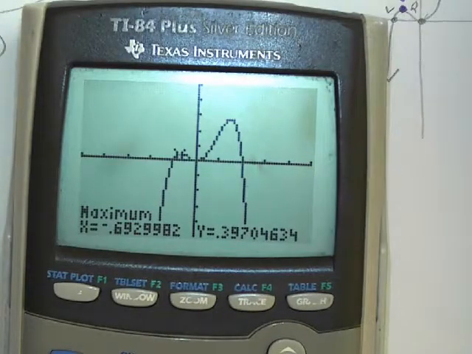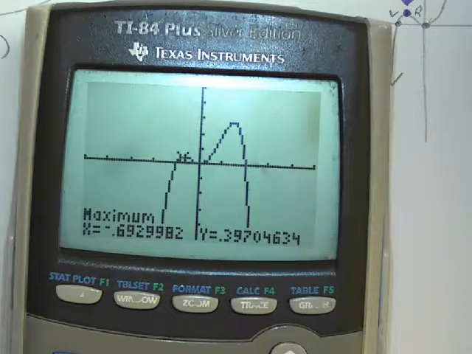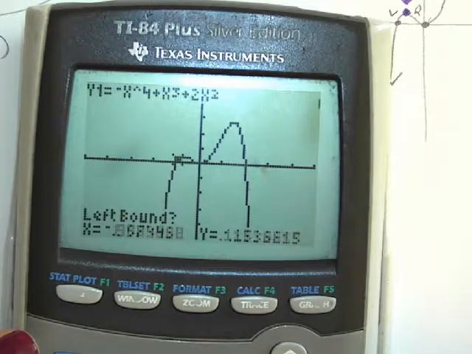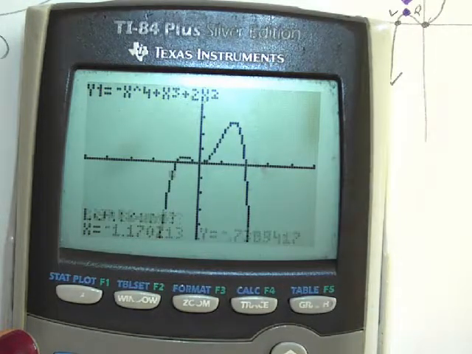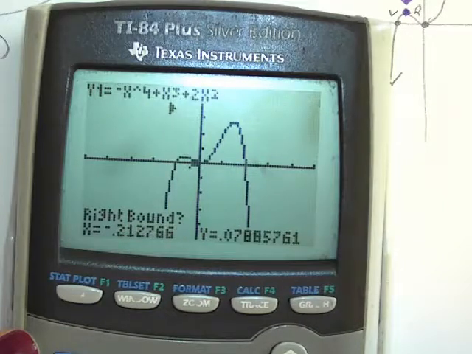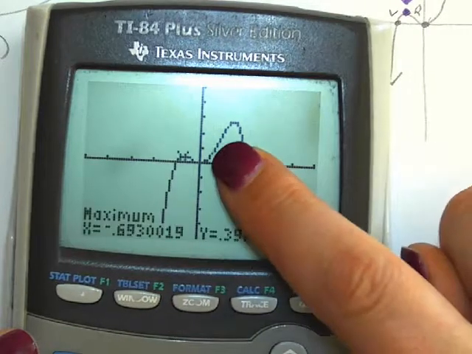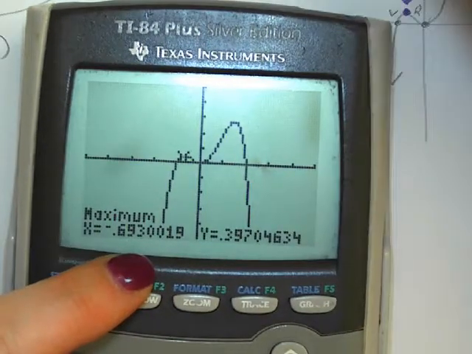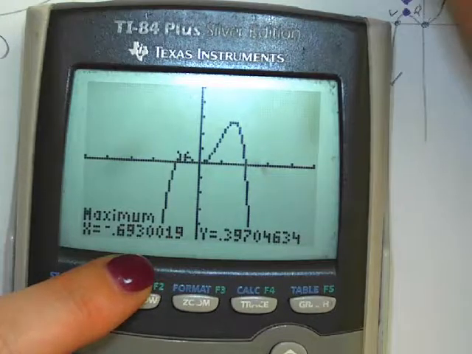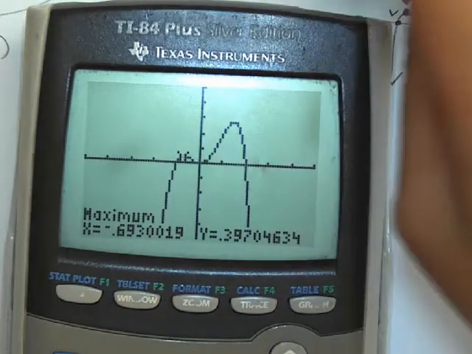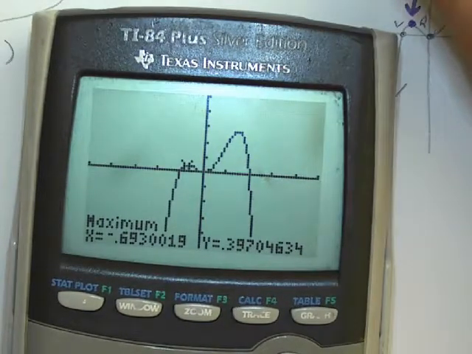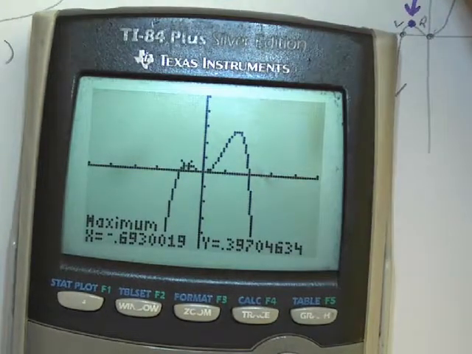I got 6.9300. That's what I got. So maybe I didn't go over far enough. Let me double check. Okay, so here I'll go over a little bit further to be more careful. Left bound, right bound. If you went too high, it probably found a point over here. Negative 0.693. Yeah, that's fine. Yeah, that's what I got. Yep. What it means is I didn't go over far enough. Negative 0.693, comma 0.397. Okay.